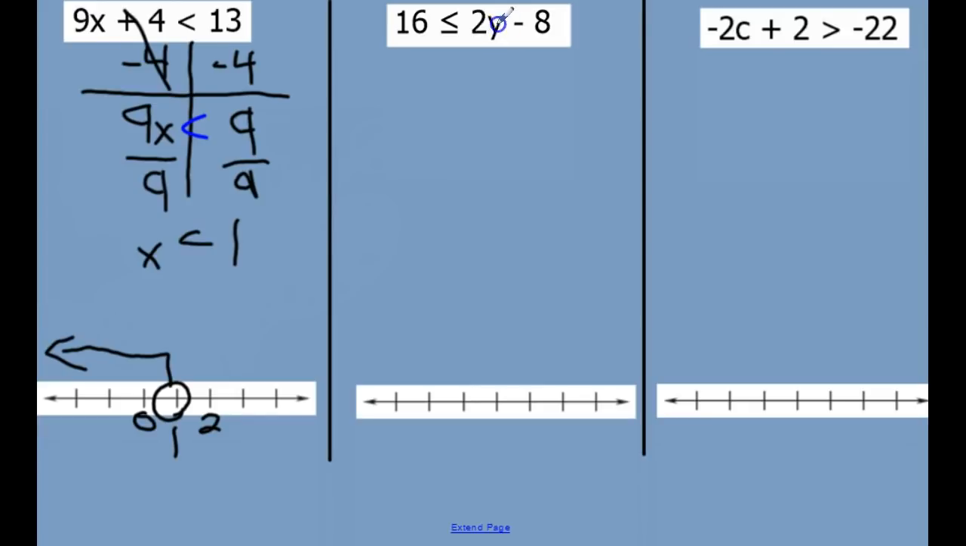Here we have our y, or our variable, on the right side. We need to get it to the left side. So what we have to do is we just have to flip this whole problem. So now our 2y minus 8 will be on this side. Our sign is now going to flip. So instead of less than or equal to, we now have greater than or equal to. And 16 comes over here.